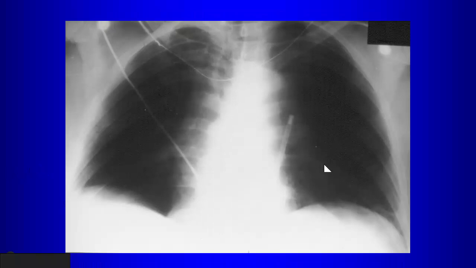What's unusual about this one? It's not inflated. It's out of the aorta. This seems to be a little too far lateral relative to the course of the aorta. So what's happened here?